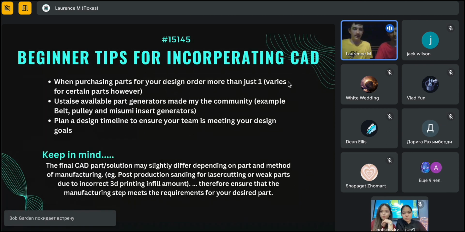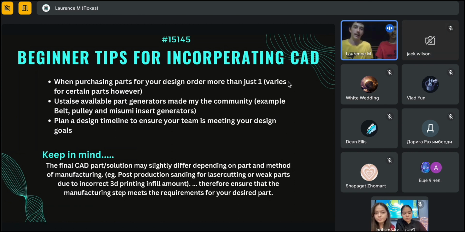Some more tips: when purchasing parts for your design, order more than just one. Often you'll order the parts that you need and then realize, oh, we might need some more parts, or you might accidentally damage or break one and need another. What we've found is that if you get one more, or an extra two servos, you might actually need them. That's what we recognize from our experience.